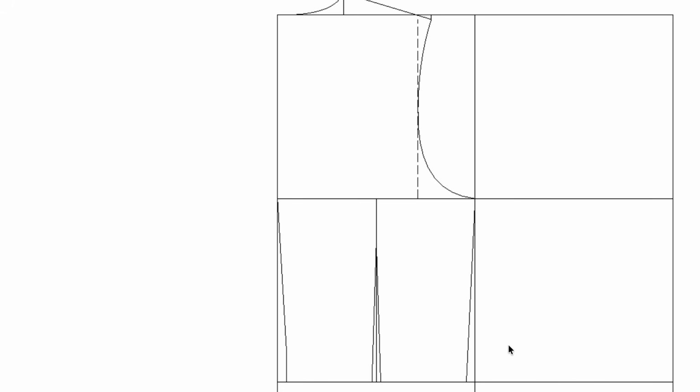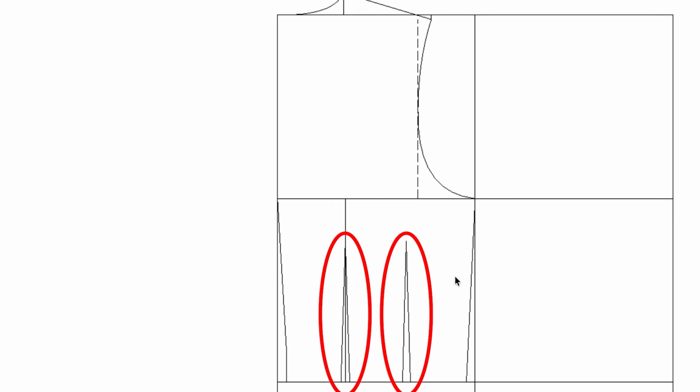If you have to take out a pretty big amount, sometimes bust circumference and waist circumference are very different, then you might consider making 2 darts instead of 1.